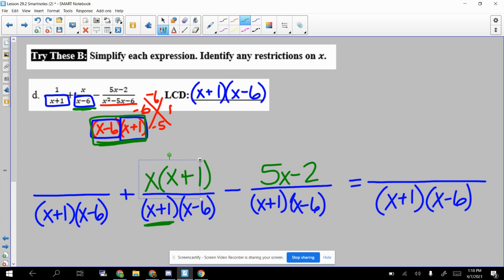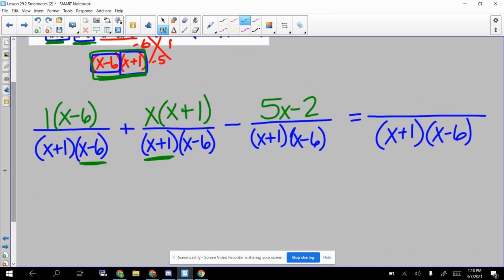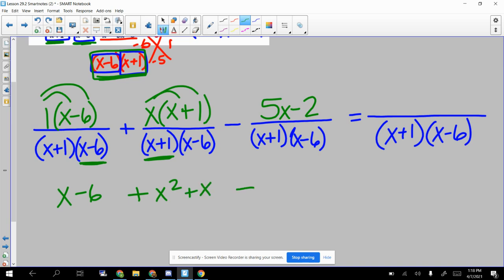All right, then same idea in this last one, we just have the x plus 1, so we're missing the x minus 6. So we need to multiply the numerator 1 times this x minus 6 as well. So that's what I'm going to do in this next step first. I'm just going to do my distributing before I do my adding. So this is going to be 1 times x is x, 1 times negative 6. And then I'm going to do x times x, which is x squared, and x times 1, which is x. And then I'm going to do minus 5x. And I'm actually going to distribute this minus. So that's going to be a plus 2.